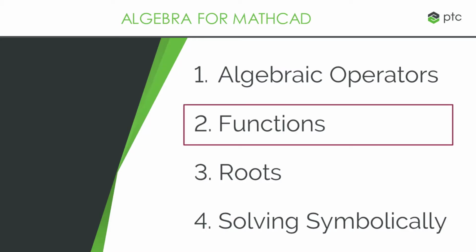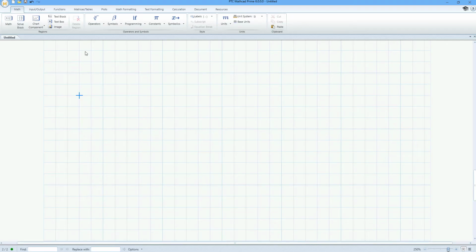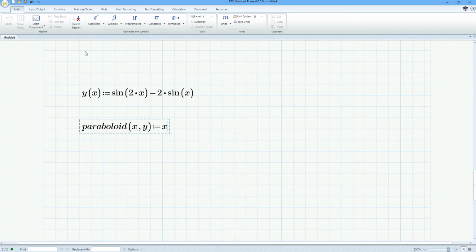Mathcad comes with over 400 built-in functions, but you can create your own custom functions. To create a function, start by giving it a name, then use parentheses to specify the variables to be used in the function. Use the definition operator and write the expression.